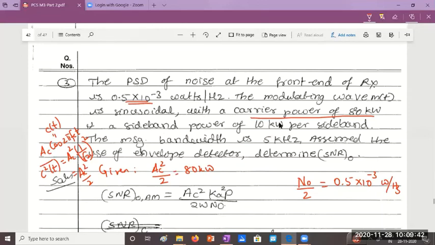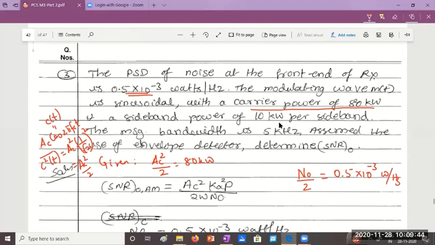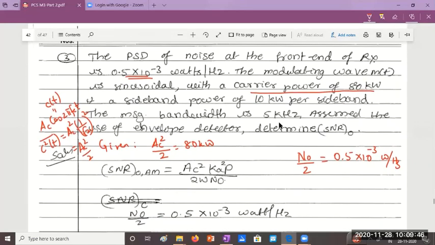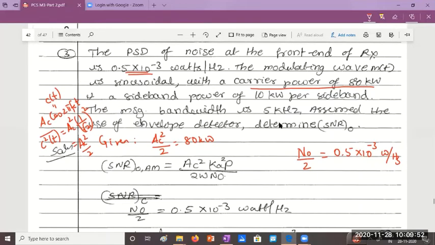So the sideband in the AM has 10 kilowatts per sideband. Okay, 10 kilowatts of power per sideband is there. The message bandwidth is 5 kilohertz W. Assume the use of an envelope detector and find SNRO.